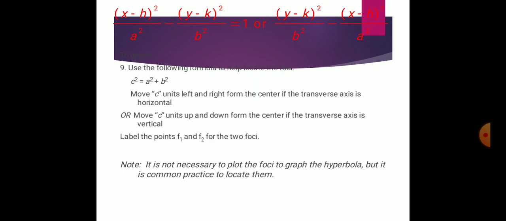Then 9, use the following formula to help locate the foci: c squared equals a squared plus b squared. Move c units left and right from the center if the transverse axis is horizontal, or move c units up and down from the center if the transverse axis is vertical. Label the points F1 and F2 for the two foci. It is not necessary to plot the foci to graph the hyperbola, but it is common practice to locate them.